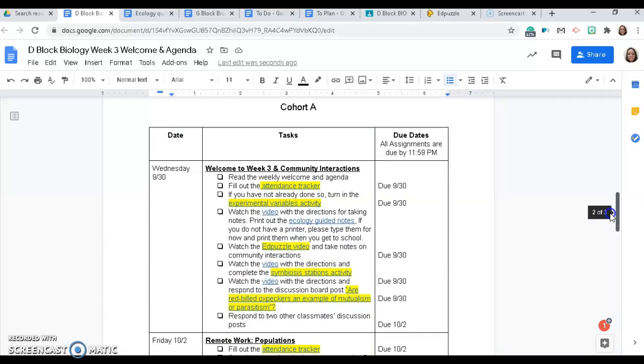So here is the agenda. You have the attendance tracker that you need to do. If you have not already done so, you need to do that experimental variables activity. That was the activity on the little water plant with the lamp. So if you haven't already done that, you need to turn it in.